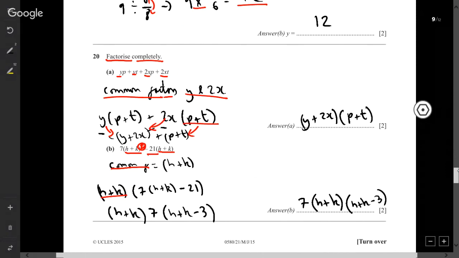And then we can also see here that these two numbers are similar. So what we can do is just get rid of that, and then we can see that we can multiply 3 by 7 to make 21. So this is the simplified version, h plus k, 7, h plus k minus 3. However, it's just a little bit nicer to say 7 at the front and write the brackets next to each other.